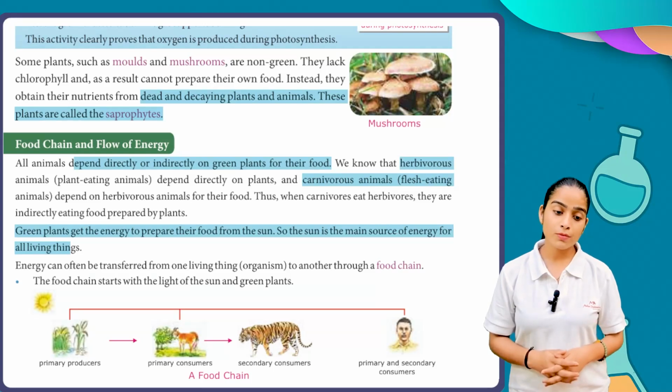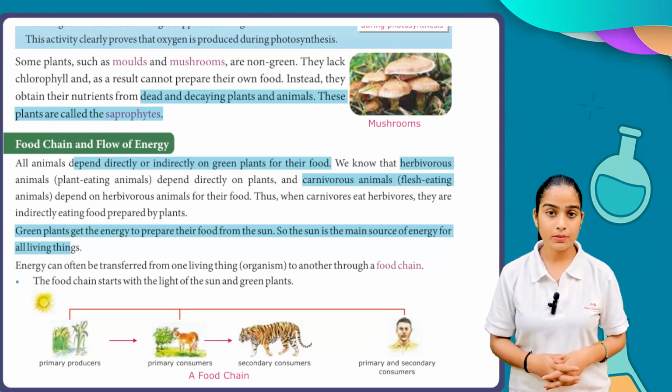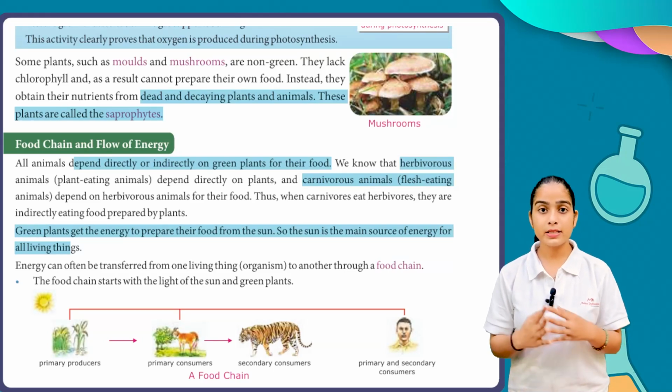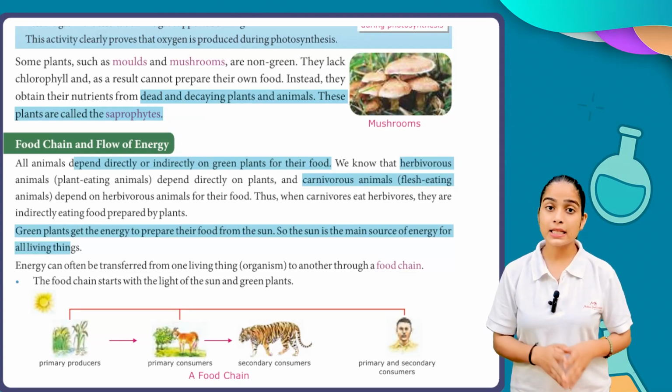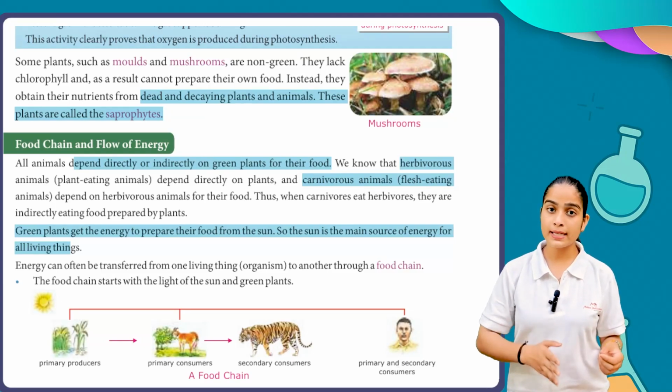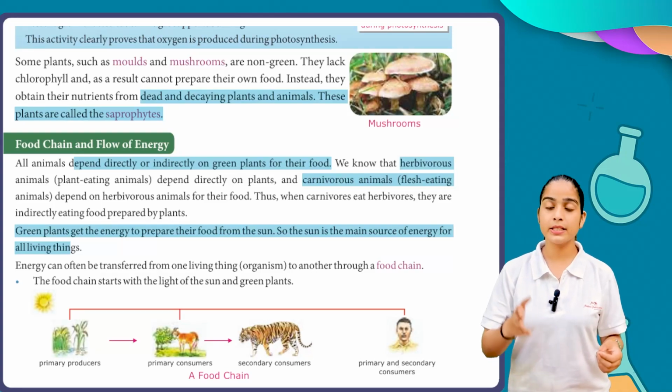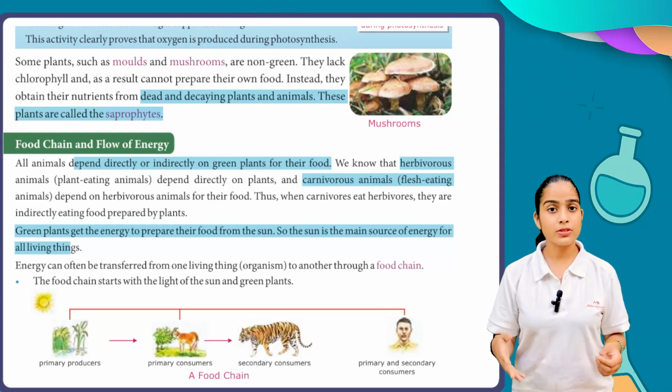Energy can be transferred from one living organism to another through a food chain. The food chain starts with the light of the sun and green plants. First of all, plants need sunlight to make their food. Further, this plant is eaten by the deer. This deer is eaten by the tiger, or we can also say the human being.